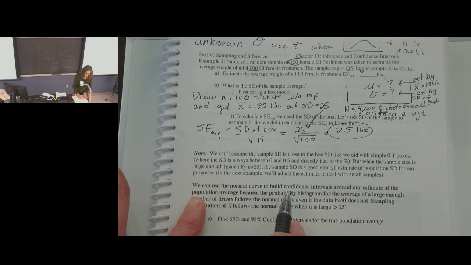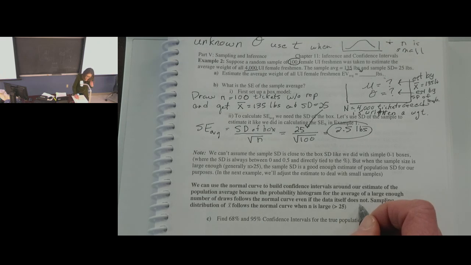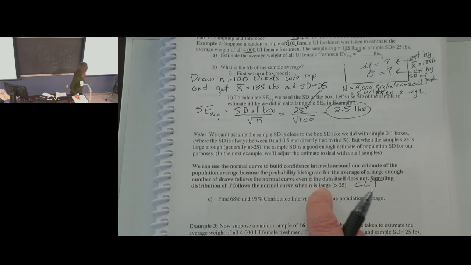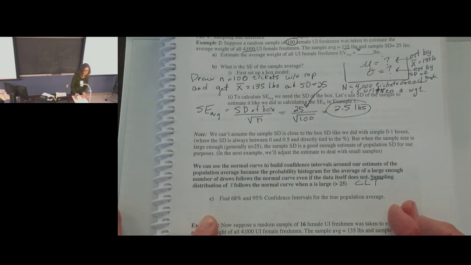All right? So we can use the normal curve to build confidence intervals around our estimate because the probability histogram for the average of a large enough number of draws follows the normal curve. And for the purposes of this course, this is an arbitrary cutoff, but if you have fairly symmetrical distributions, let's just say I'm drawing the line here at 25. There's no reason to draw it there. I'm just saying for the purposes of this course, to the accuracy we're looking at, let's draw it at 25. Okay? So let's go through this example just with the normal curve, and then we'll do the same exact thing with the t.